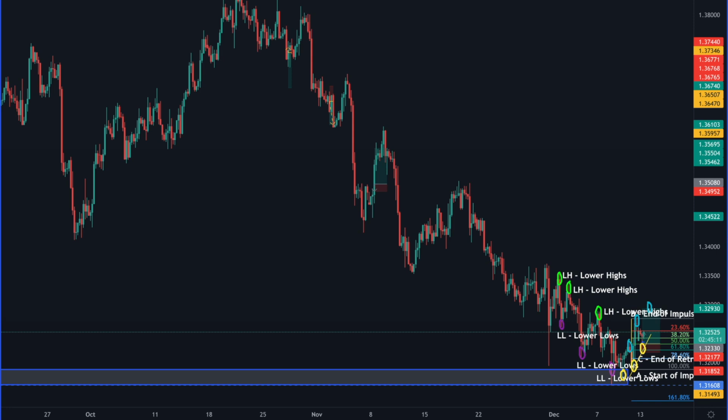Looking at this market, we are looking at the Great British Pound to the US dollar on the 4-hour time frame. And as we can see here, we've had lovely bearish structure. We have seen the price produce clear lower highs and lower lows, which tells us retail traders that the market is bearish. The bears are in control of the market.